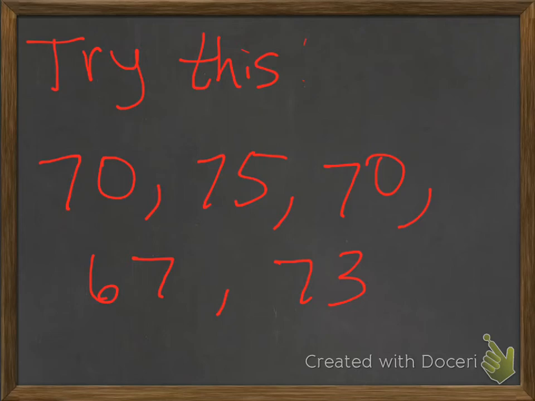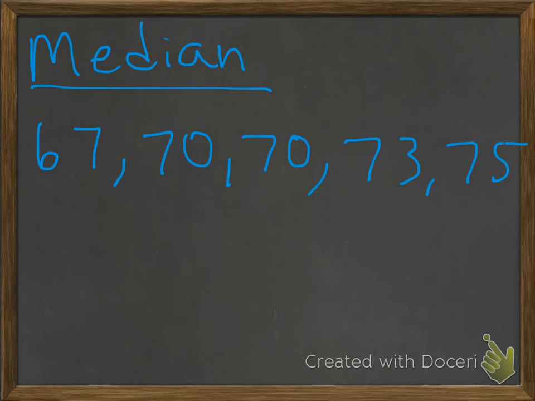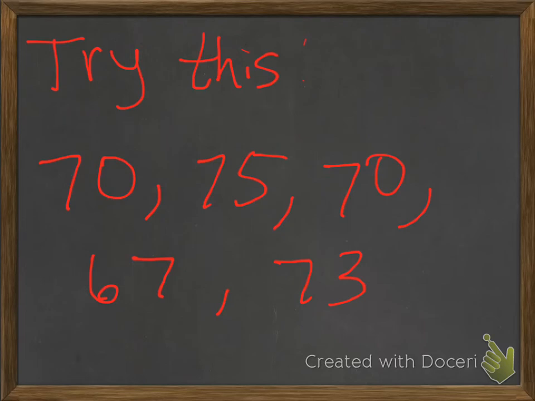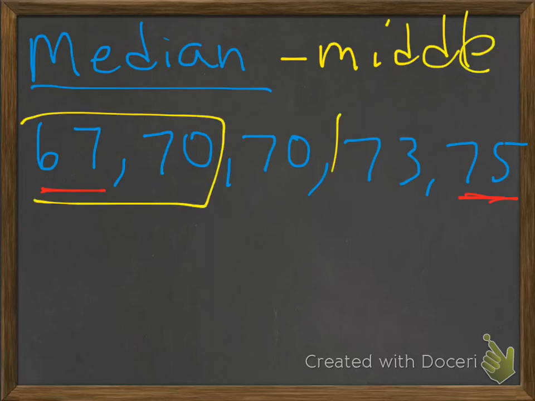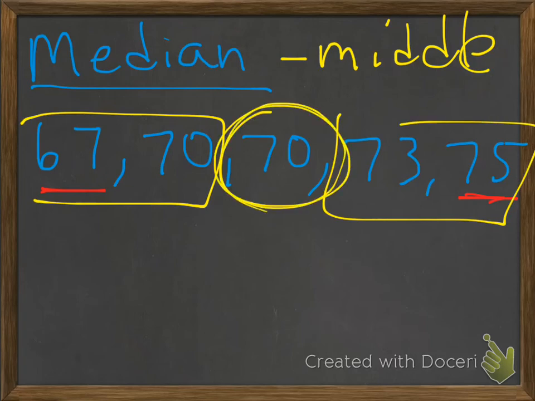Okay, well, let's see how you did. You should have taken the numbers and put them in order from least to greatest. And if we go back and check our numbers, those are our original set. And we go back to here and we can see 67, 70, 70, 73, and 75. So they are in order. So once again, we want to look at what is our median, our middle number. And we have 2 over here, we have 2 over here, and this one's in the middle by itself. So 70 is our median.